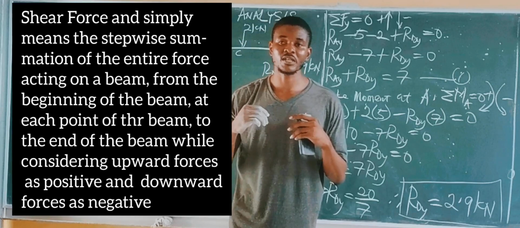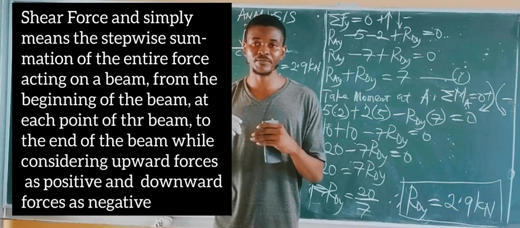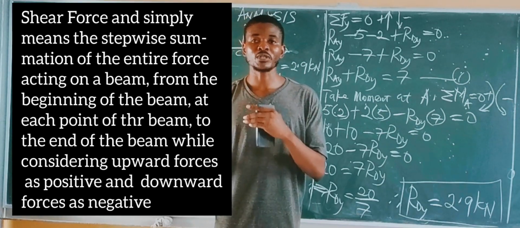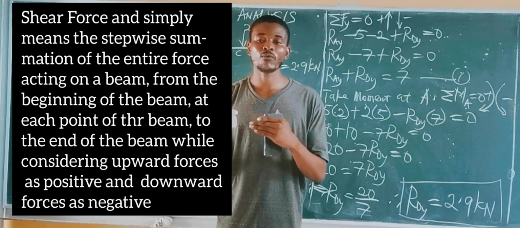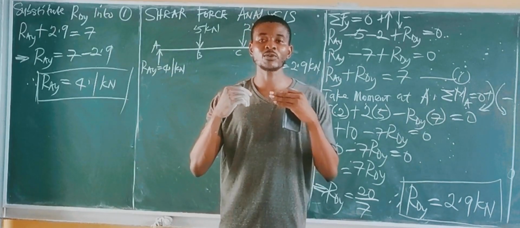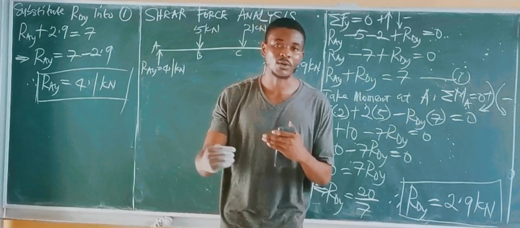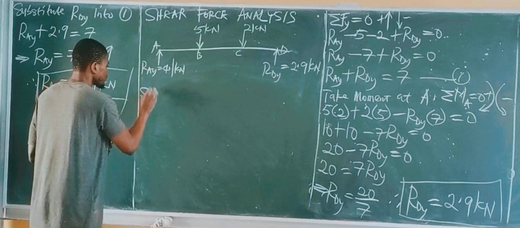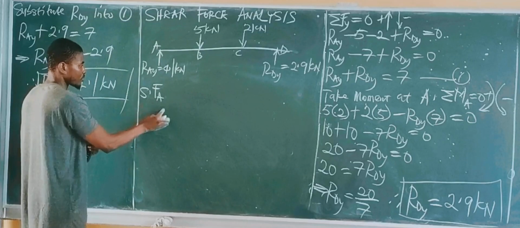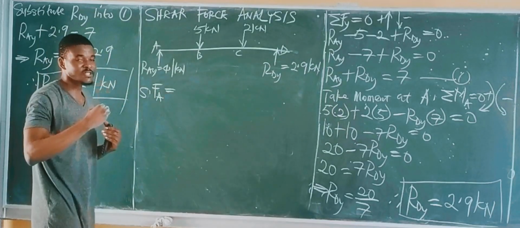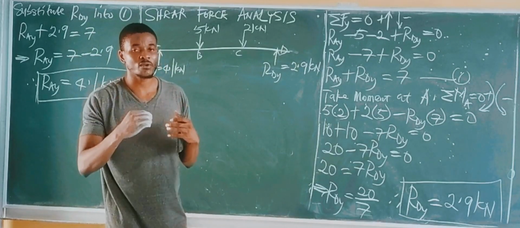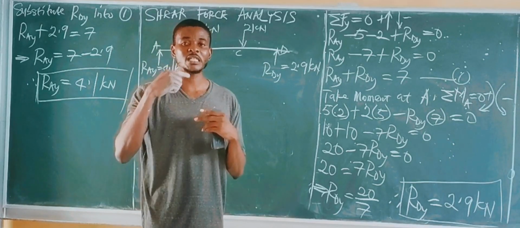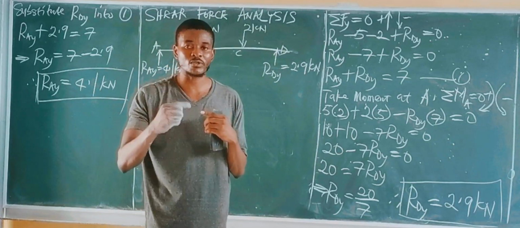Shear force simply means the summation of the entire force acting on the beam from the beginning of the beam at each point to the end of the beam, considering upward forces as positive and downward forces as negative. So we'll start from the beginning of the beam, stepwise to the end. The force that exists at a point becomes the shear force at that point. If that force is pointing vertically upwards, it is positive, but if it is pointing vertically downwards, it is negative.